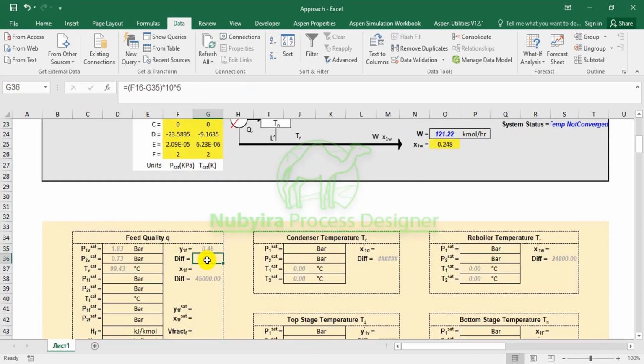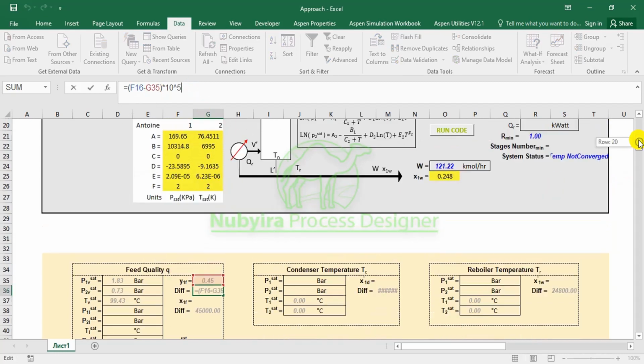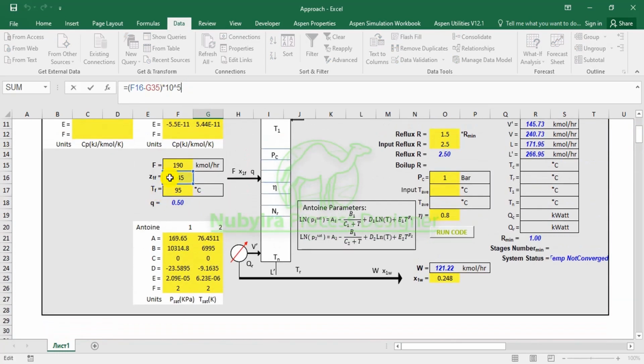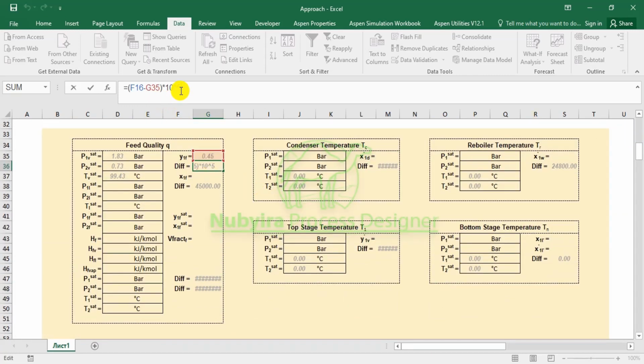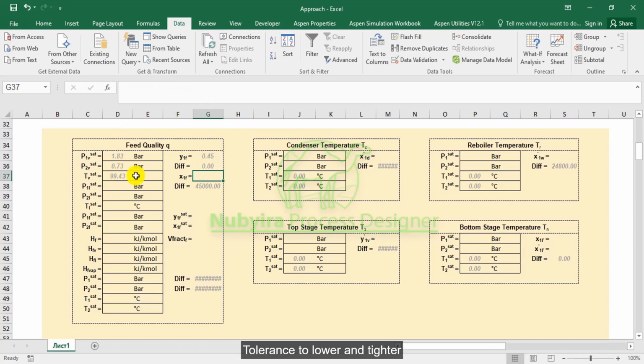Then we have the difference. You can see F16 from the differences. Okay, this is the difference, that is, this is the feed mole fraction and D35. Then I multiply by a large number so that it will be very close to 0. Sometimes when the difference is like 0.0000, it will take it as 0. So when you multiply by a large number, it makes the tolerance higher. So then I'm going to do the same for the bubbling point.